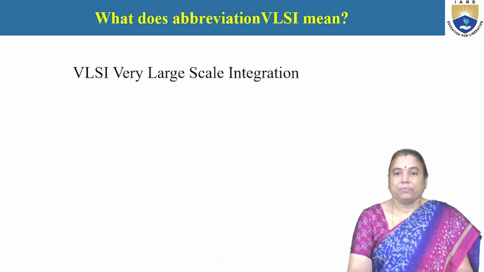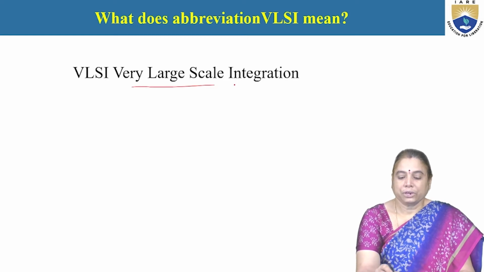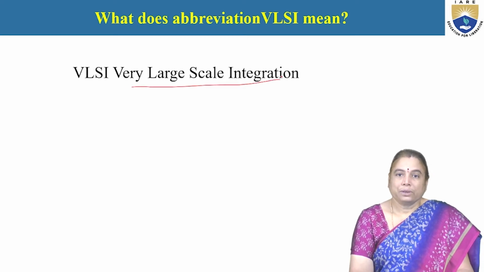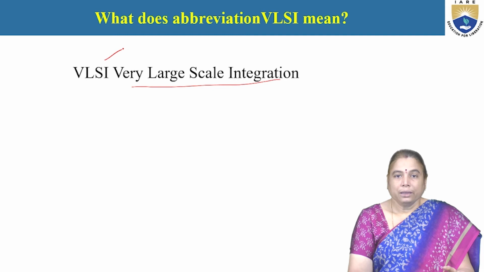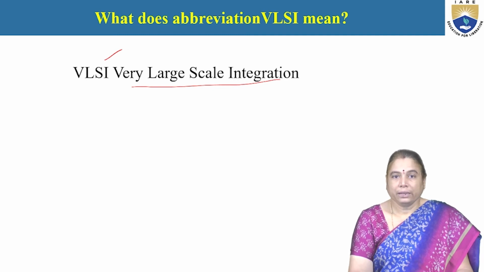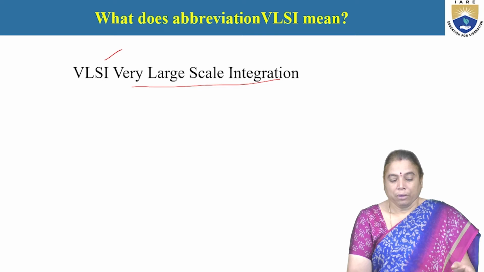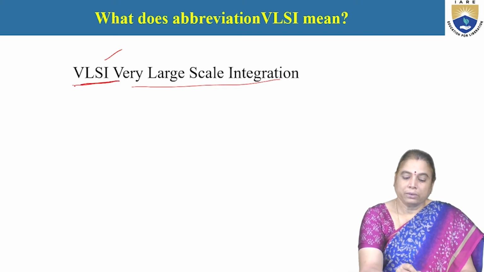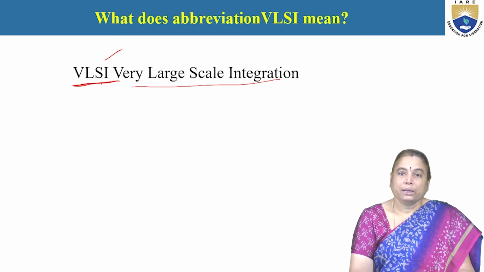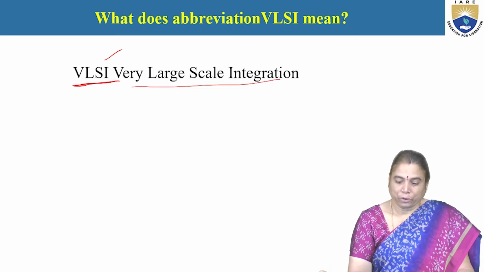What does the abbreviation VLSI mean? VLSI means very large scale integration. So the fourth generation computers use this VLSI technique. Here thousands and hundreds of integrated chips can be integrated on a single chip with the help of VLSI technology, so that the size of the computer can be greatly reduced. So the VLSI technology is majorly used in the fourth generation computers.